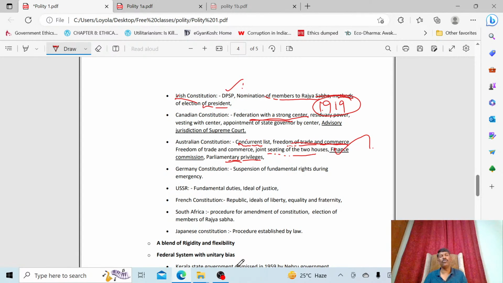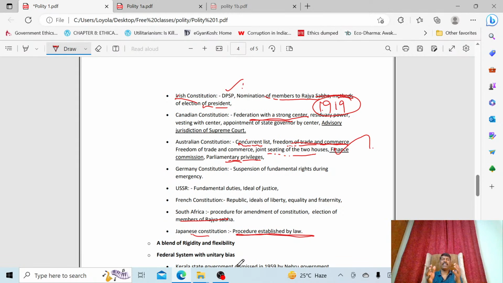And from the German constitution, the Weimar constitution of West Germany, the suspension of fundamental rights during emergency, we got from there. From Soviet Russia, the ideals of justice and fundamental duties. From the French constitution, we know very well the ideas regarding equality, liberty, fraternity, and some more principles like republic. From South Africa, the amendment procedures and the election of members of the Rajya Sabha. And from the Japanese constitution, the procedure established by law.